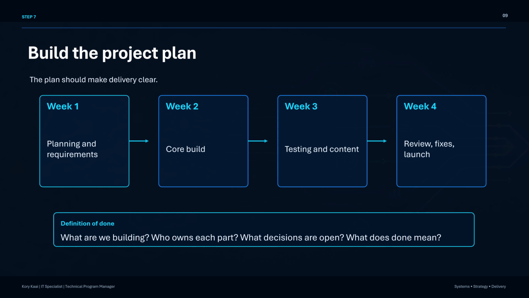For a small IT project, I might use a simple 4-week plan. Week 1 is planning and requirements. Week 2 is the core build. Week 3 is testing, content, and adjustments. Week 4 is review, fixes, and launch. The point is not to make the plan look impressive. The point is to make delivery clear.